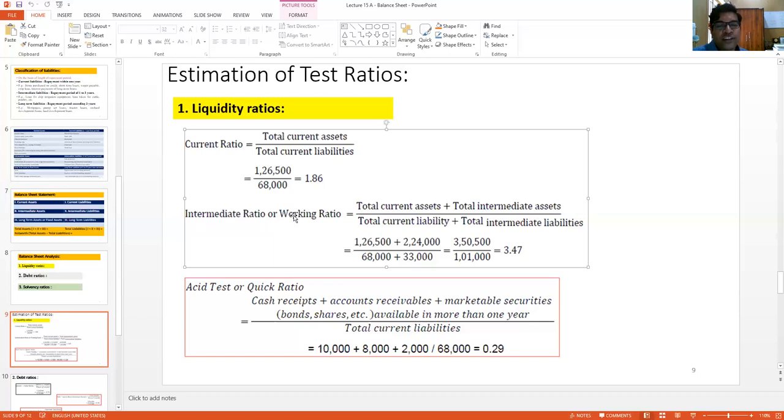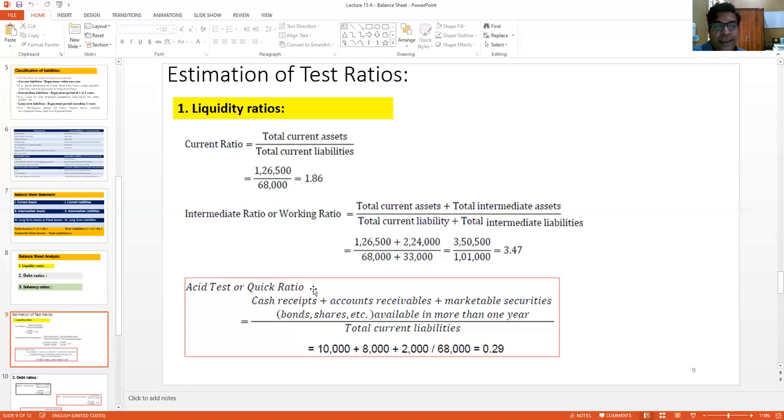Then comes the intermediate ratio or working ratio. And what is this? That is the sum of total current assets and total intermediate assets, divided by total current liabilities plus total intermediate liabilities. I have given you some figures for you to understand it. If you're getting 3.47, it means the farmer is in a sound position, whether in the current year or the intermediate term. The farmer's financial position is good because the ratio is coming to be more than one. So we have the current ratio and the intermediate ratio.